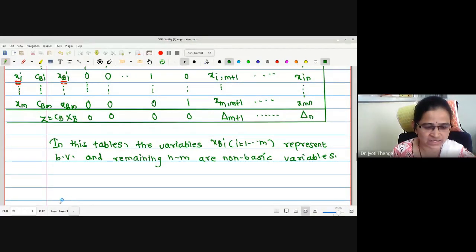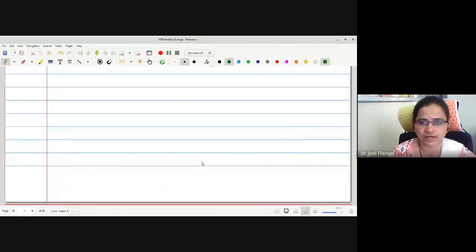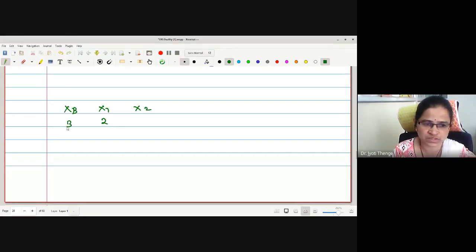This xbi is the right hand side value. The constraint will be 0x1, 0x2, 1xi, 0xm, and so on. Let me show you here. Suppose I am writing the table x1, x2, xb column is 3, 2. Suppose these are the entries of the initial simplex table, which we have written from the constraint. Now we are doing the exact reverse process. We were writing constraints by using the table. What is the constraint from this?